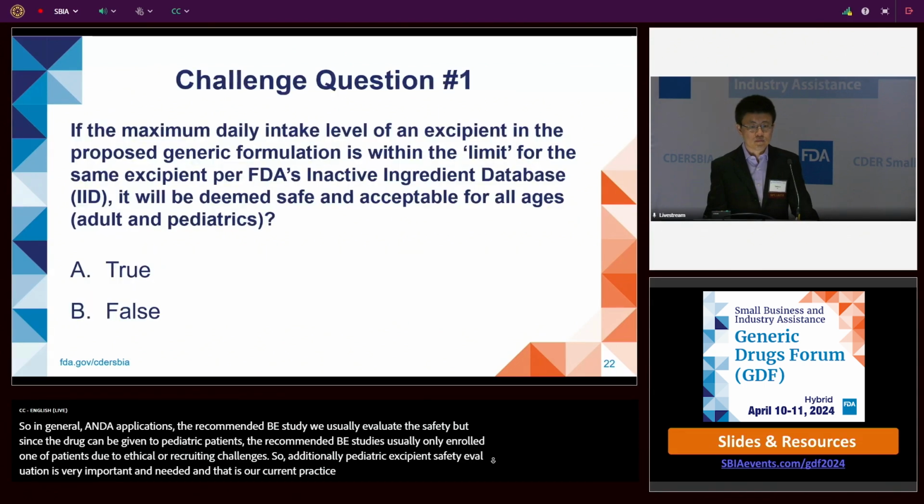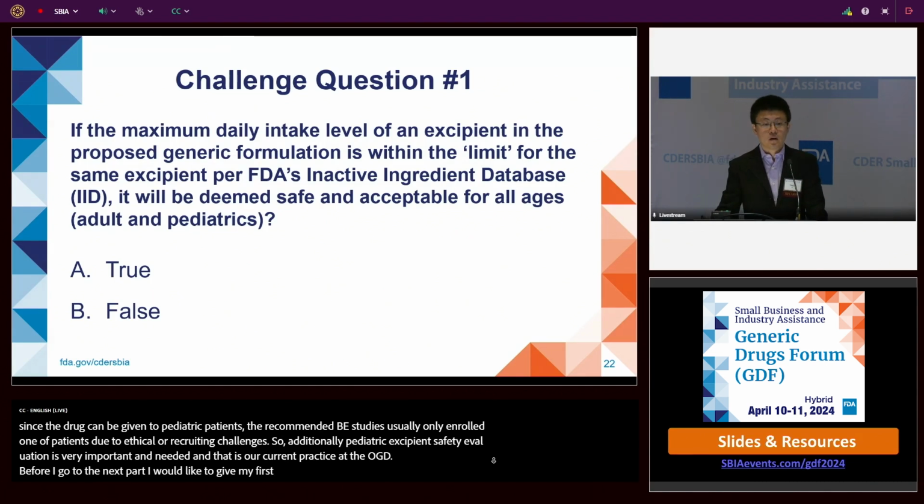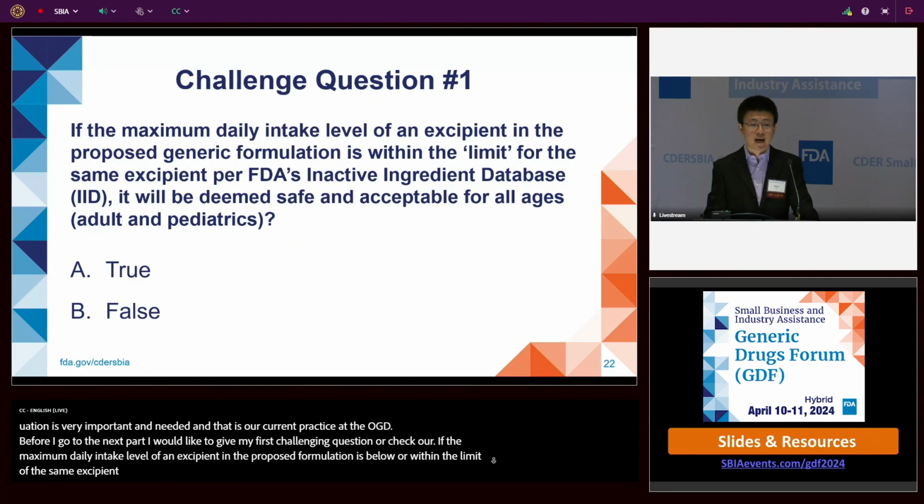Before I jump into the next part, I would like to give my first challenging question, or check mark. If the maximum daily intake of an excipient in the proposed formulation is below or within the limit of the same excipient per FDA's IID, it will be deemed safe and acceptable for all ages, including adult and pediatric.